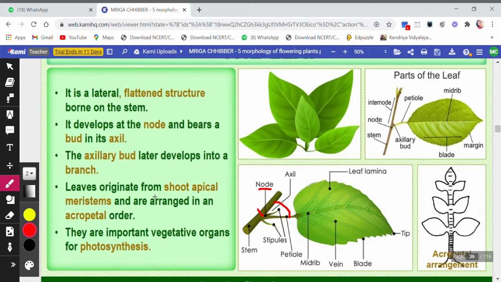Leaves originate from shoot apical meristem. Now you have done this apical meristems in class 9. Also you have done these types of meristem: lateral, apical, intercalary. So leaves originate from shoot apical meristems because apical meristem is also present in root. But leaves do not originate in the root apical meristem. They only develop on the shoot apical meristem and are arranged in an acropetal order.